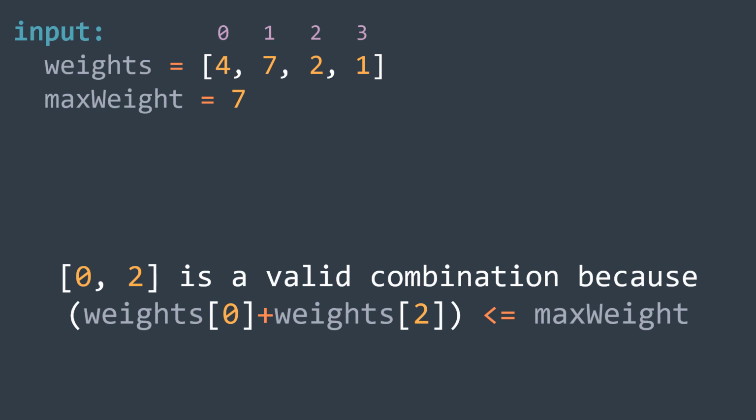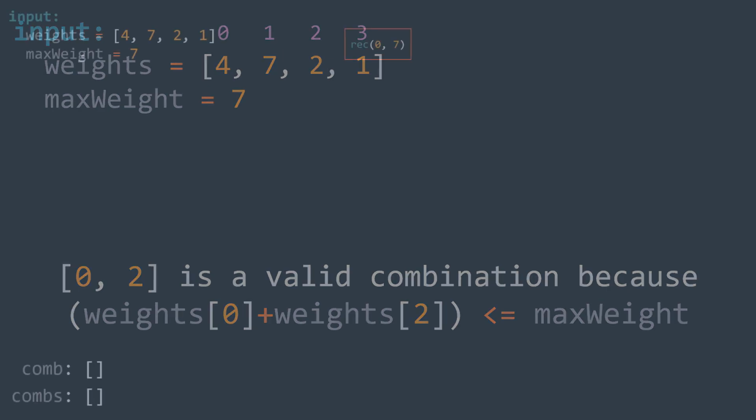And if we reach the end of the weights array and the remaining weight is not negative, it means that we found a valid combination, so we add it to our output array. But we continue searching because we want to find all valid solutions, not just one. Okay, let's apply this process for this example.